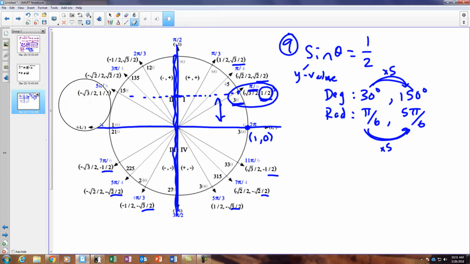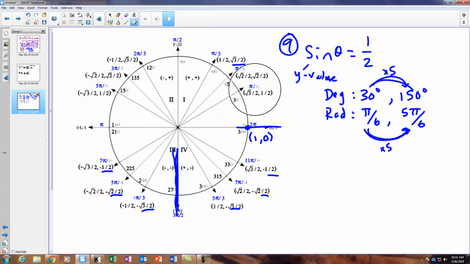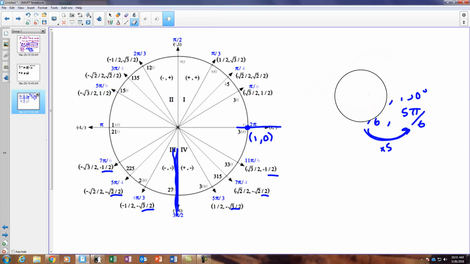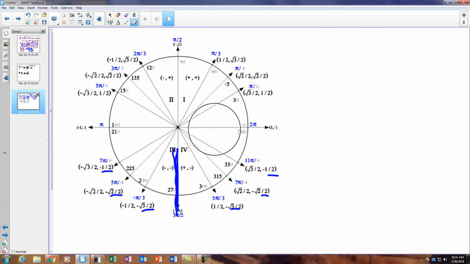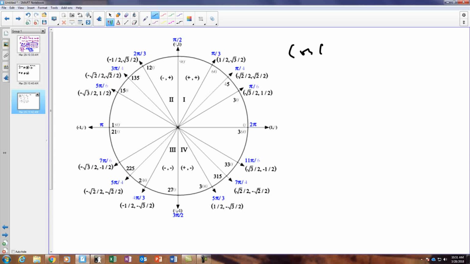All right, let's look at something that isn't a sine. Let's look at a cosine. So question number 10 asks us to find the theta. So cosine of theta equals, I think it's equal to -1. Sorry about the handwriting, it got really bad there for a second. All right, so cosine of theta equals -1.